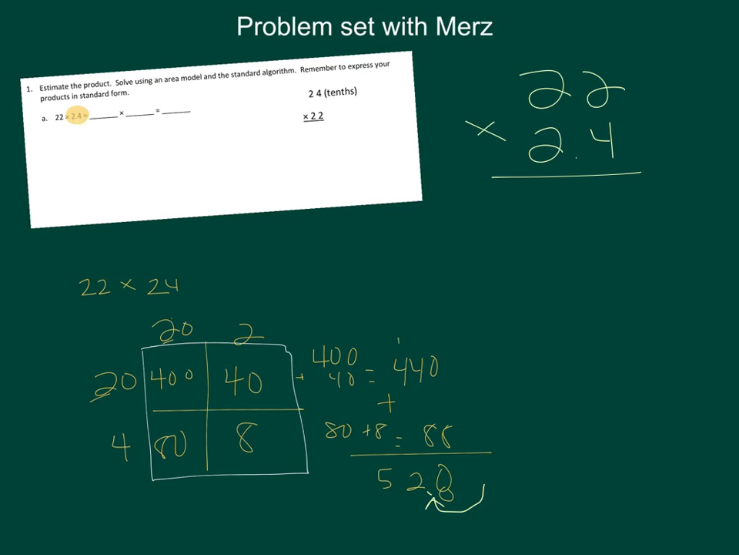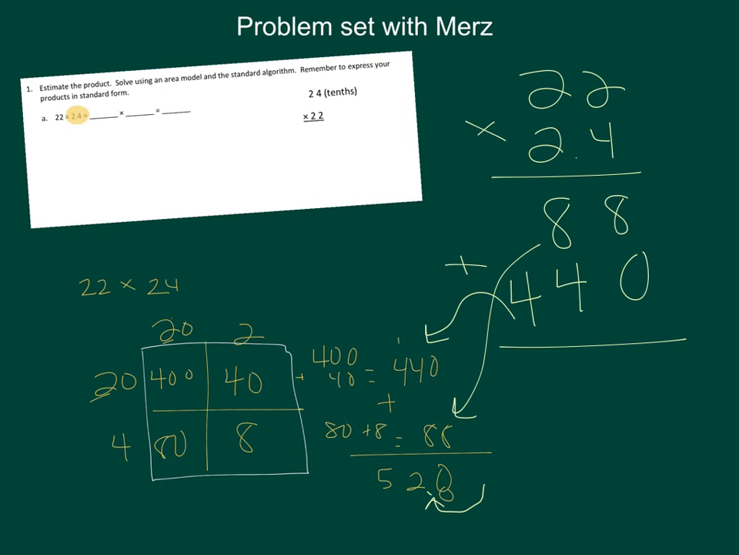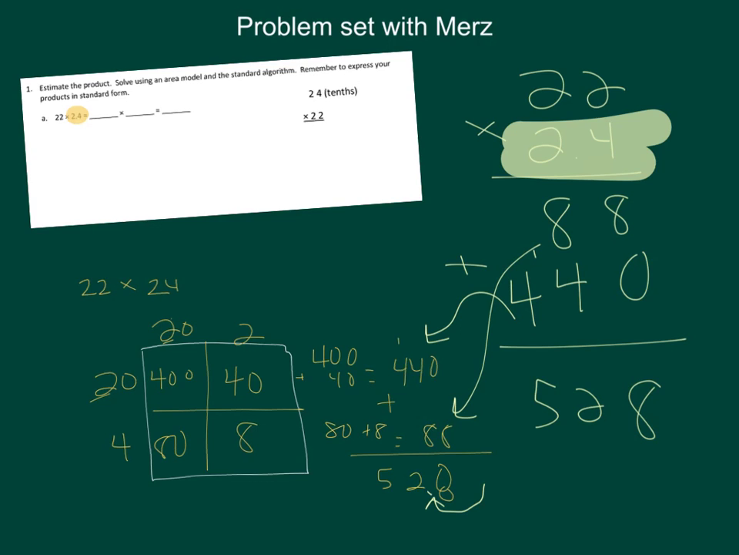Using standard algorithm, we go 4 times 2 is 8. 4 times 2 is 8. Oh, I see my partial product right there. Placeholder as a 0. 2 times 2 is 4. 2 times 2 is 4. Partial product, pretty cool. Add them up. 528. Now I need to check back and see where my decimal point is. It is one hop over, which means in my answer, the decimal point is one hop over.